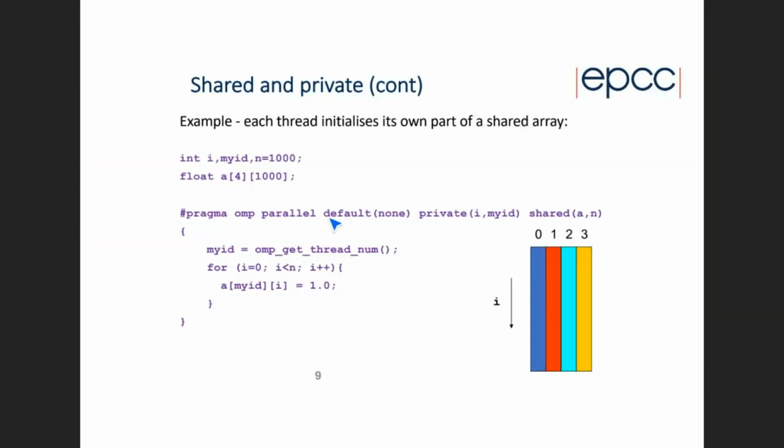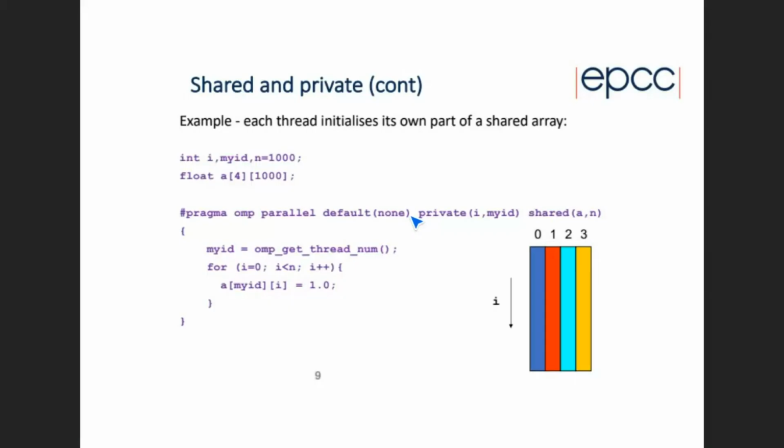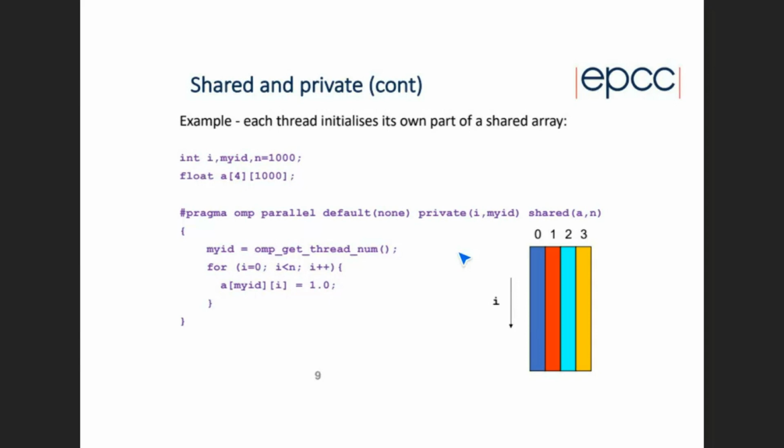Okay, so take my own advice. I will specify default(none) and force myself to declare everything, so all the variables that are used inside the parallel region. In particular here, we have myid. That needs to be private because I want every thread to have its own copy and store a different value of the thread ID. I also need i to be private. I need every thread to have a separate loop iterator.